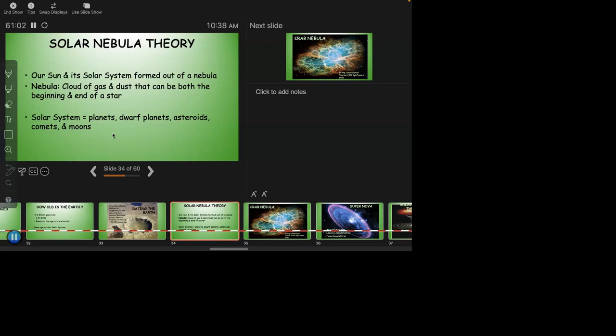Comets, those are the icy bodies. Moons, typically those are terrestrial, rocky. All right. Some of them were captured due to gravitational pulls. Some of them, like our moon, was actually due to a collision.